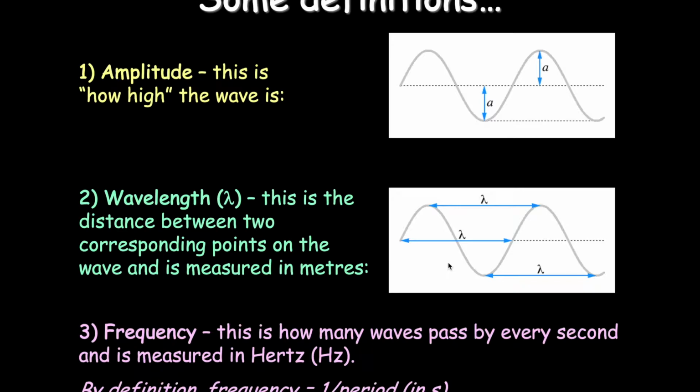Frequency, this is how many waves pass by every second. We measure that in hertz. Hertz is a unit which is 1 per second. So 1 hertz means 1 wave every second. So if you have a measure of 10 hertz, that would be 10 waves coming past in 1 second. So these are the 3 parts of the wave: amplitude, wavelength, and frequency.